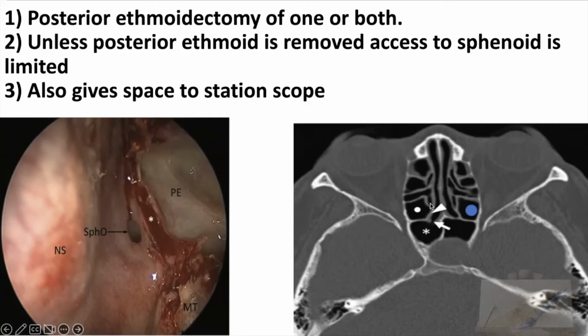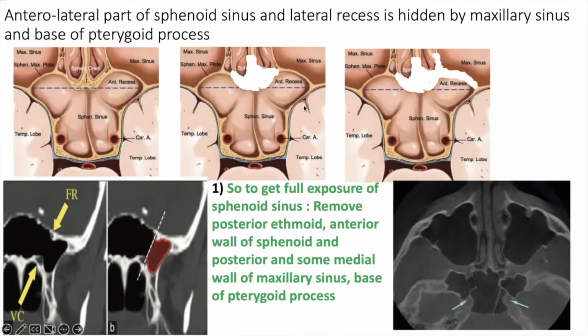So unless you remove this, you will not be able to see the anterior portion of the sphenoid sinus, anterior and lateral. And this diagram also shows that if there is a well pneumatized lateral recess, then removal of the anterior wall of the sphenoid sinus is not enough.